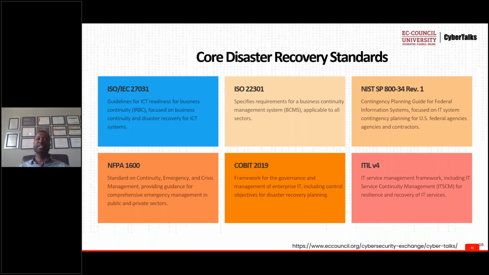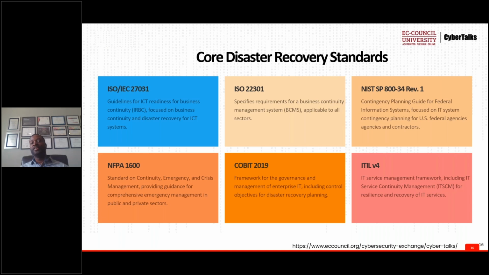We have COBIT 2019, which brings governance into focus. It is essential for IT leaders managing enterprise risk, controls, and recovery across complex infrastructures. And then we have ITIL version 4, which also helps to standardize recovery processes through its service continuity management practices, ensuring IT services bounce back efficiently.